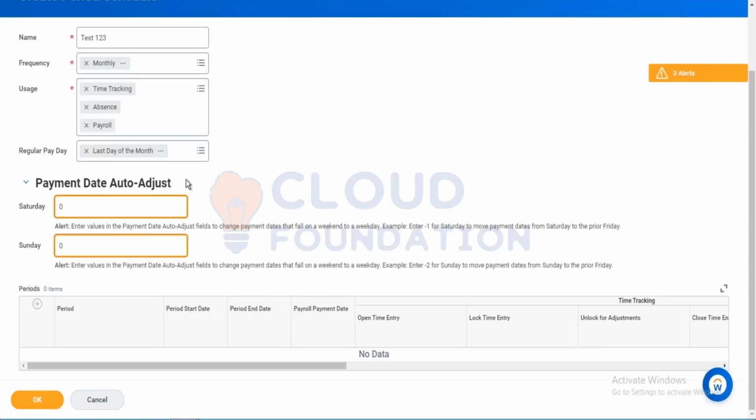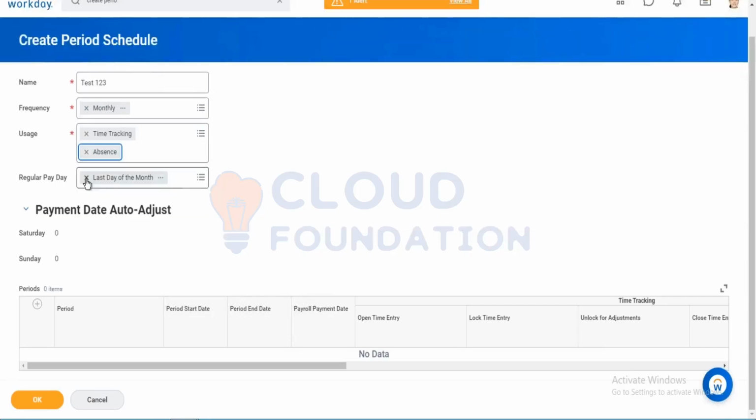Yes, I do. One question though, regarding the usage. I understand they can select different options there, but typically, if they are using time tracking and payroll, they will follow the same period schedule, correct? Correct. They will follow the same period schedule. Period schedule is nothing, it is just a frequency, the way the pay periods would be given. So this is the first thing.